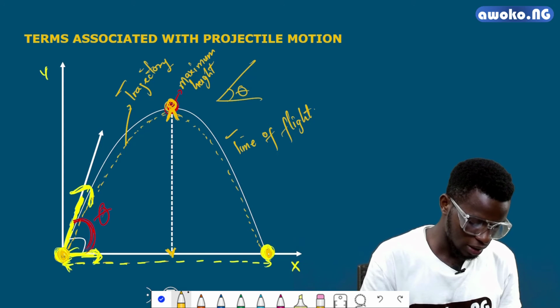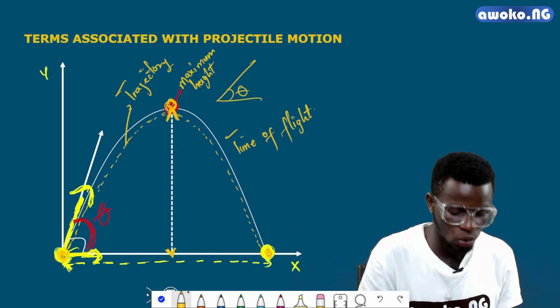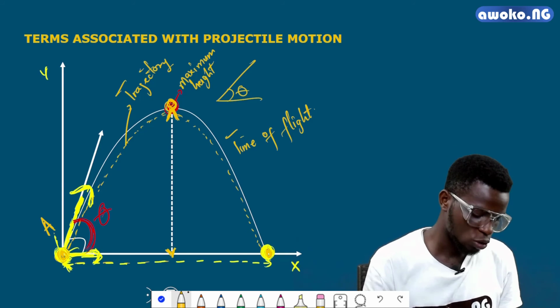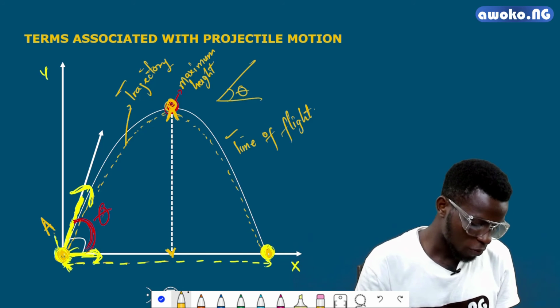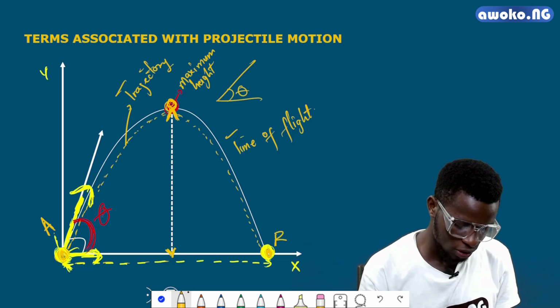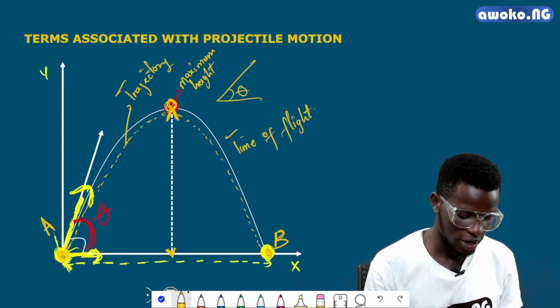It is the maximum horizontal distance by the projectile from the point where it is projected. Let us call this point A, the point of projection, to where it hits the horizontal plane. Let us call this point B. So this is actually the range of the projectile.